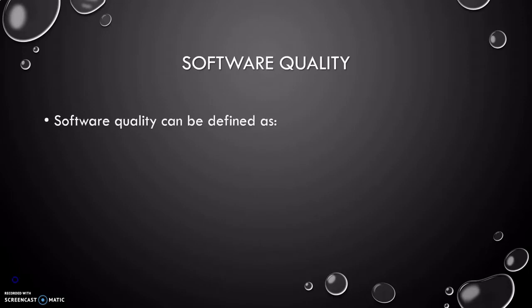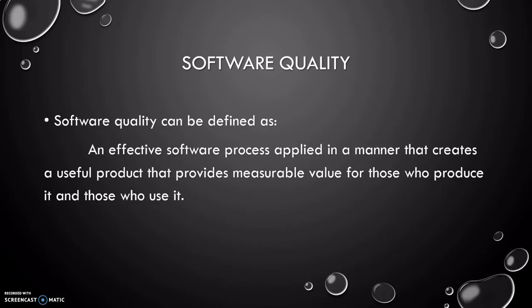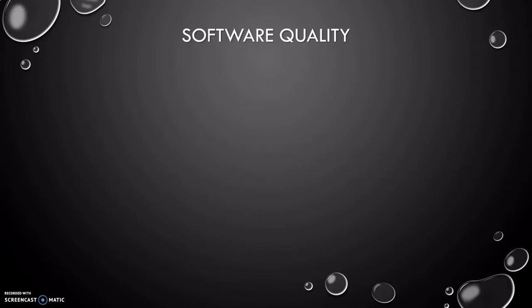Software quality can be defined as an effective software process applied in a manner that creates a useful product that provides measurable value for those who produce it and those who use it. So it is something which is applied in a manner that creates a useful product, benefiting both the manufacturer and the customer.